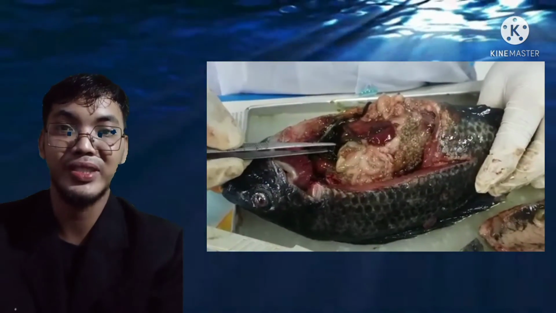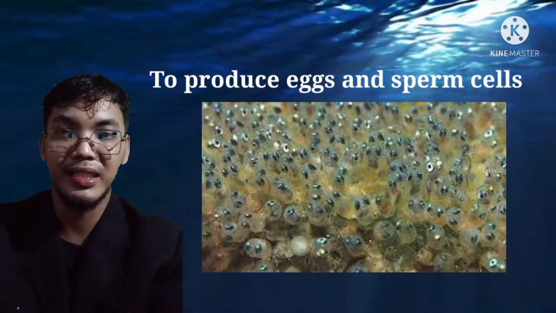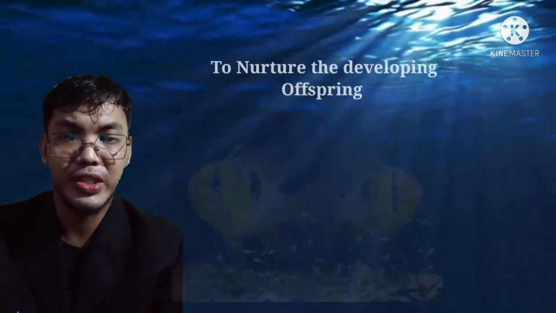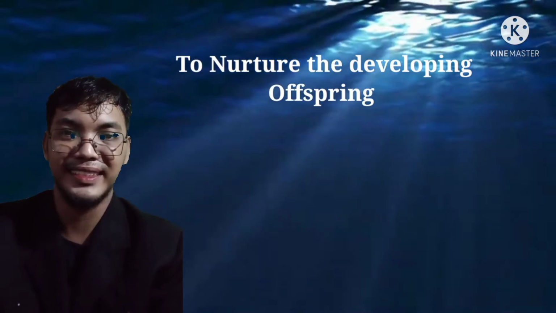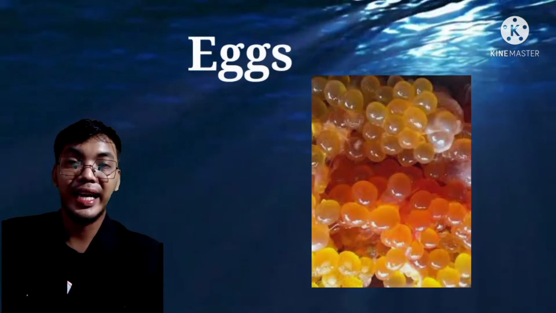Within the context of producing offspring, the functions of the reproductive system are to produce eggs and sperm cells, to support and sustain these cells, and to nurture the developing offspring. The reproductive system of fish is composed of testes, ovaries, eggs, and intromittent organs.